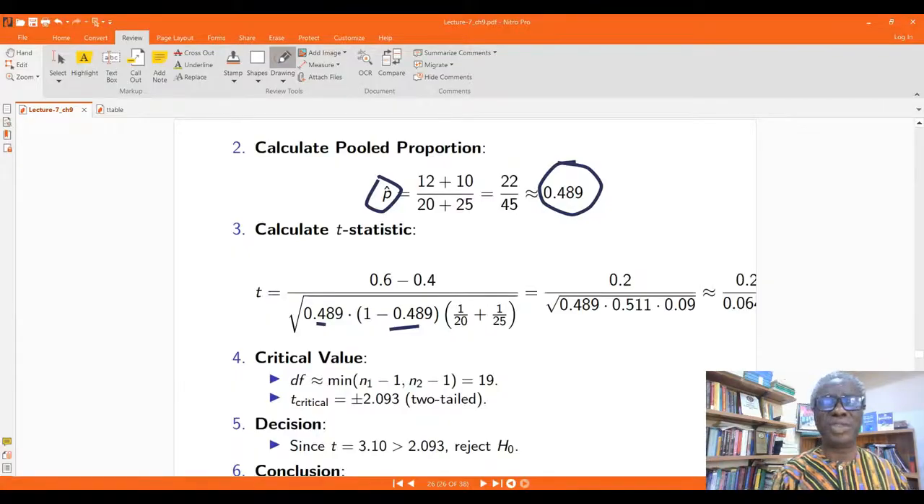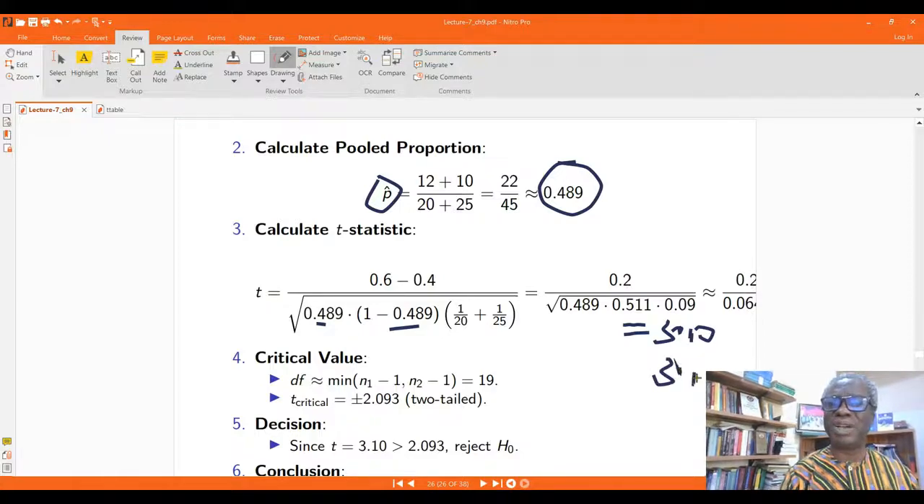And that's what to substitute here to be able to get the value of the test statistic. Oh, this one is cut off. Sorry for that. I think the final answer here should be 3.10.